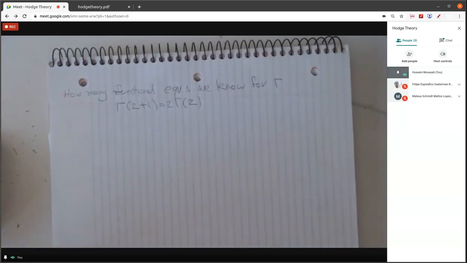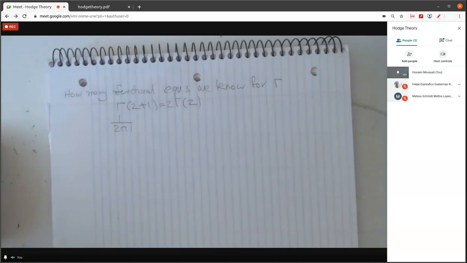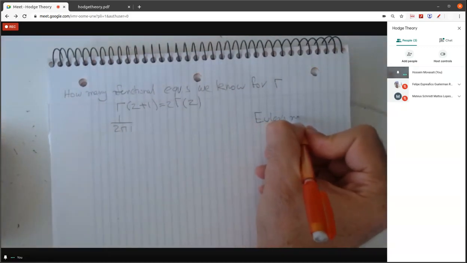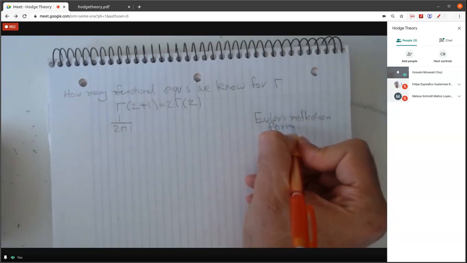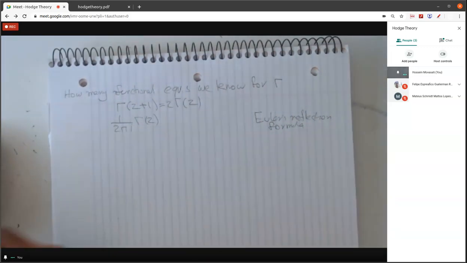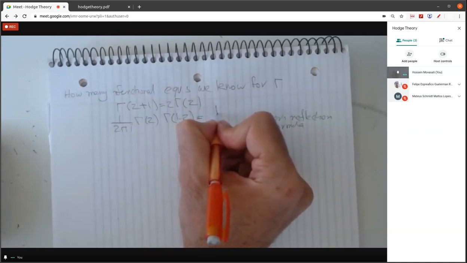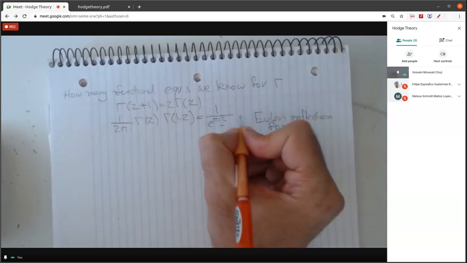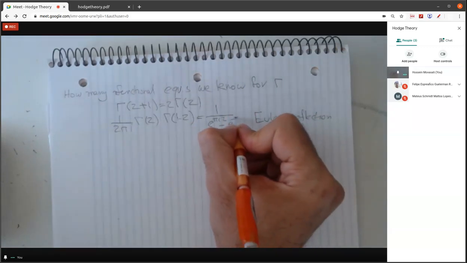And what else do we know? We know Euler's reflection formula: Gamma(z) Gamma(1 minus z) equals pi over sin(pi z), or in terms of 2 pi i. If you have never seen the proof, maybe it's time to go and have a look.